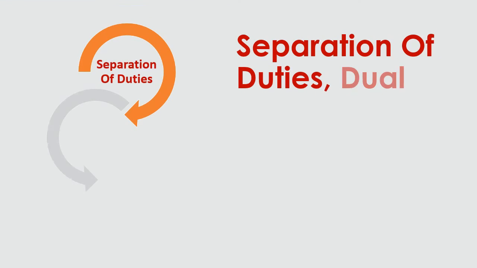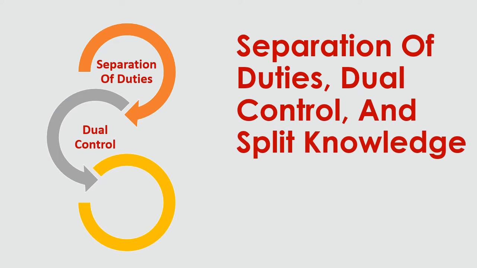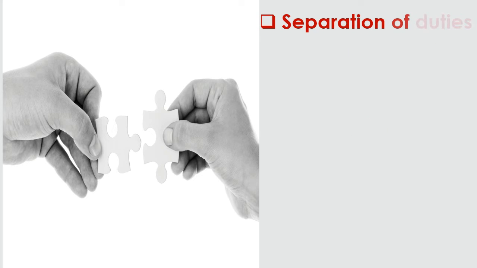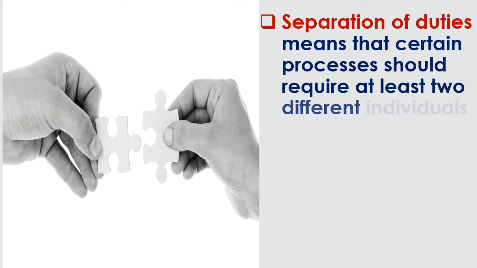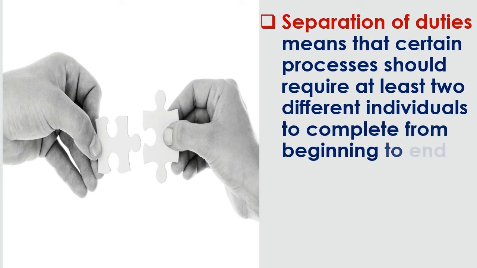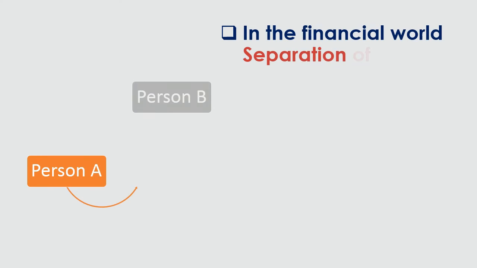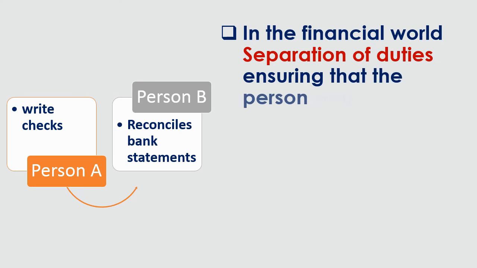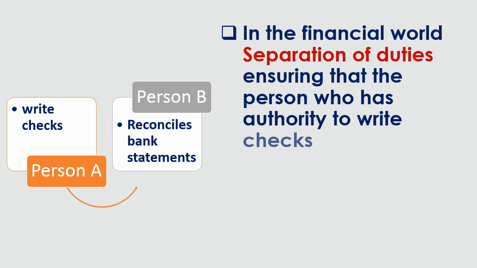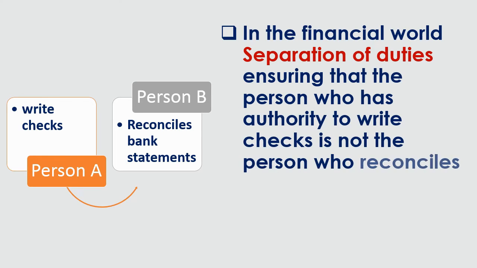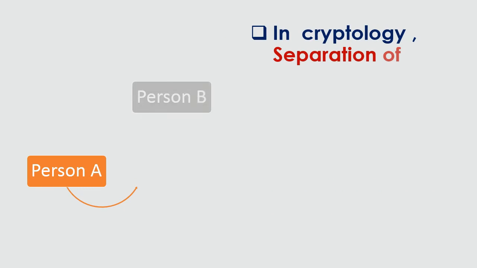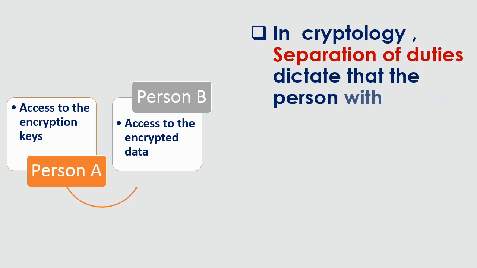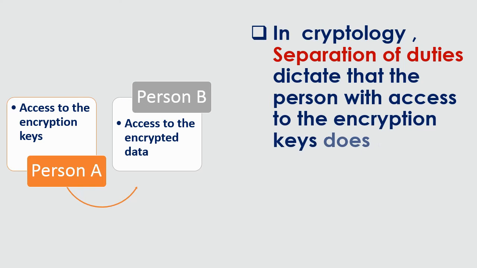Separation of duties, dual control, and split knowledge. Separation of duties means that certain processes should require at least two different individuals to complete from beginning to end. In the financial world, separation of duties ensures that the person who has authority to write checks is not the person who reconciles the bank statements.